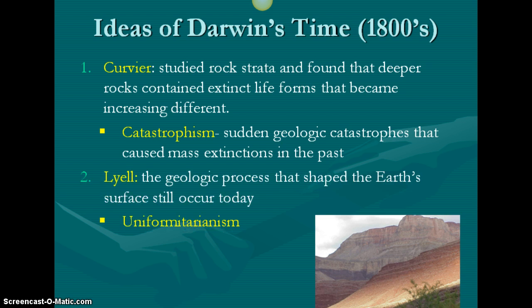Okay, our second scientist leading us up to Darwin is Lyell, and his theory came in with uniformitarianism, and he said the geologic processes that shaped the Earth's surface still occur today. So it's a continual process is what uniformitarianism means, just a continuous uniform type of process is occurring that's causing us to be able to look at these rock layers and see that a rock layer is being laid down, and then there might be organisms that are in that rock layer, and then we see another type of rock layer, and we see those organisms that are laid down in that particular rock layer.